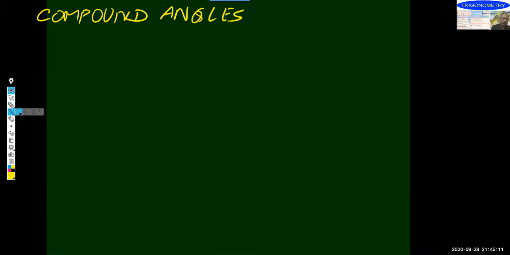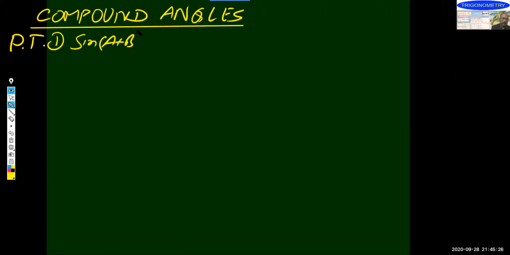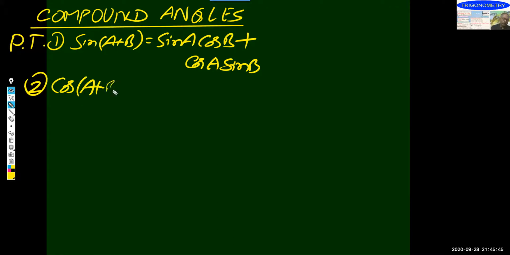So in compound angles, what are we going to learn first? We are learning the proof of sine of A plus B and cos of A plus B. Number one, sine of A plus B is equal to sine A cos B plus cos A sine B. Number two, cos of A plus B is equal to cos A cos B minus sine A sine B.